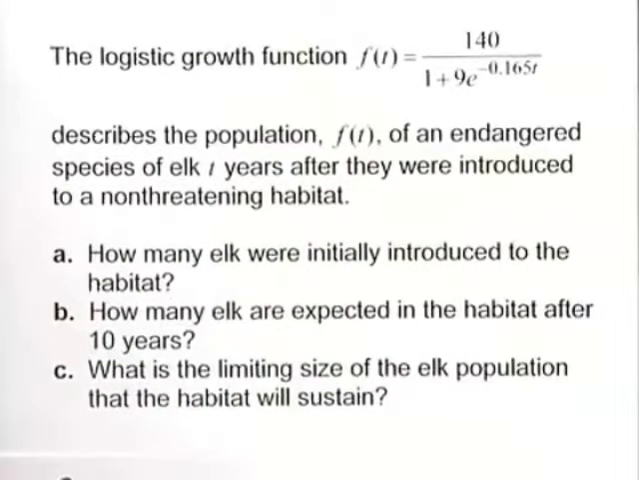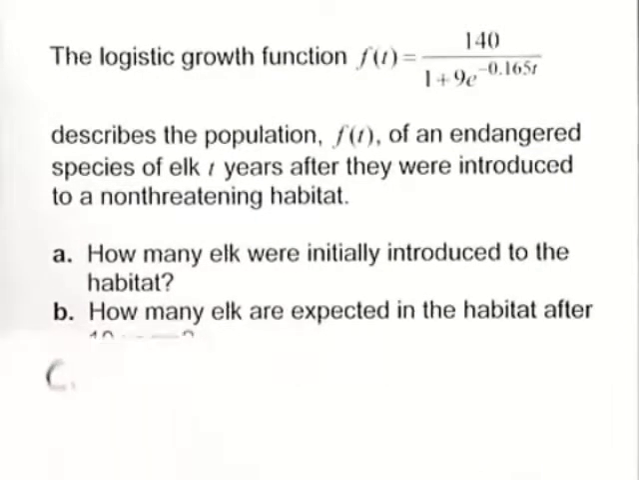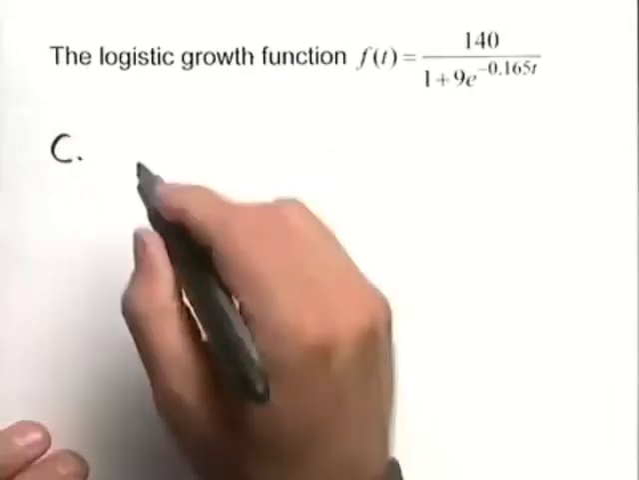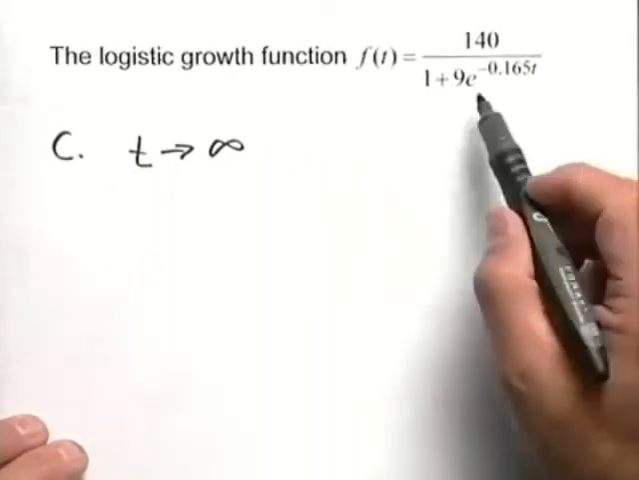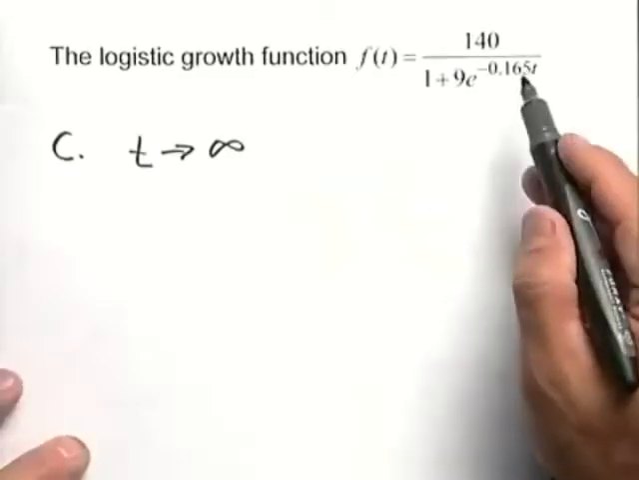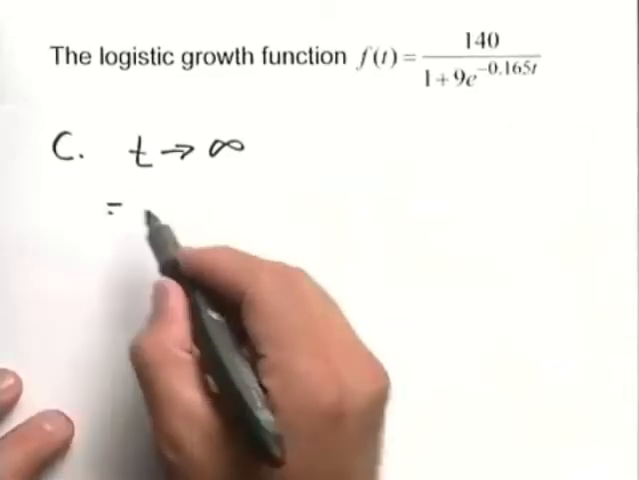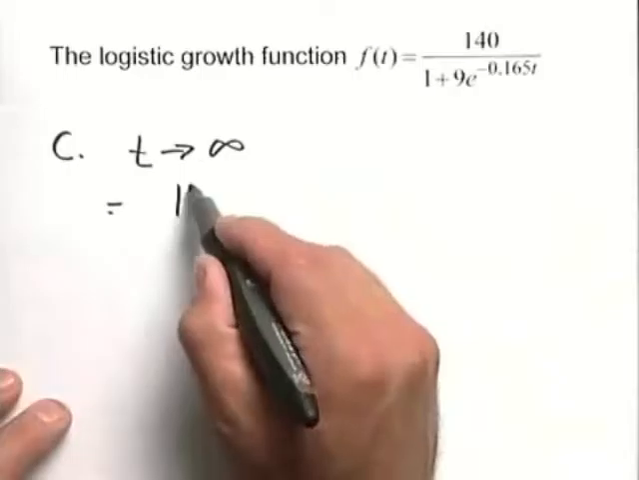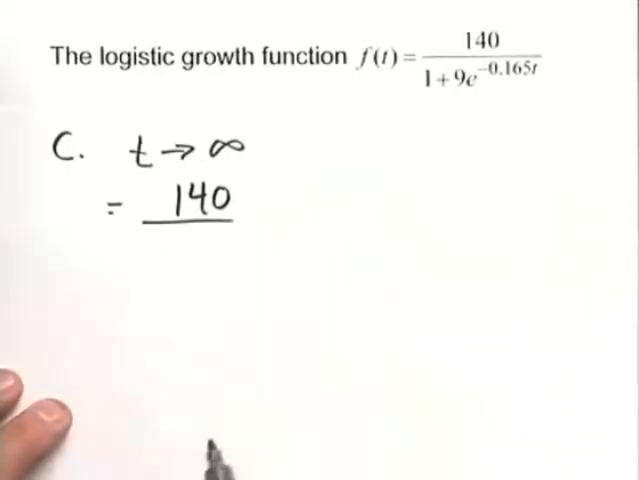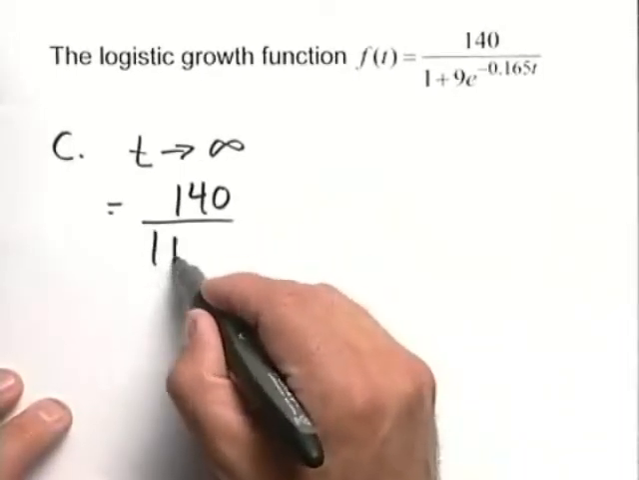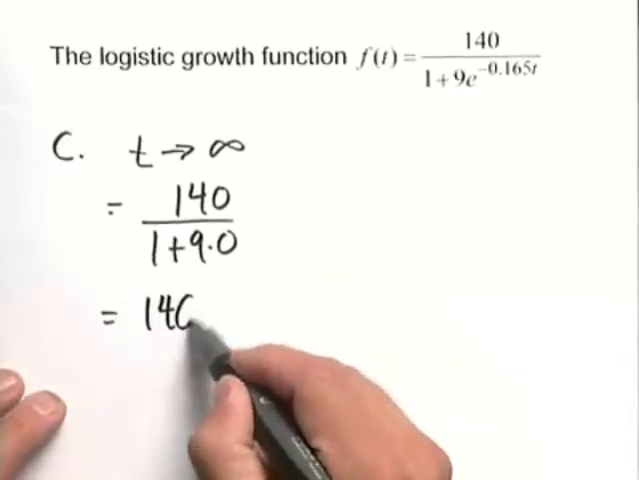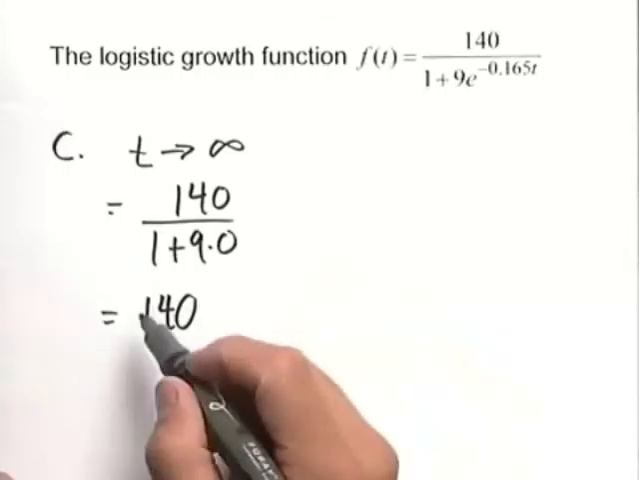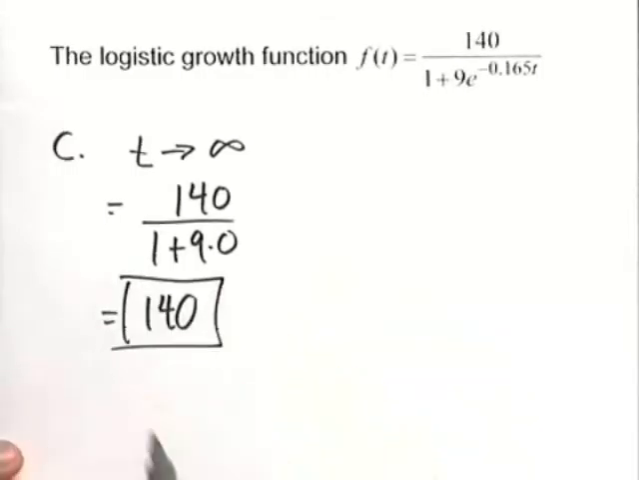Part C says, what is the limiting size of the elk population that the habitat will sustain? All right, going to our function here, basically we're going to let t go to infinity. As t goes to infinity, the exponential goes to 0. So we can imagine, as this t value gets larger and larger, our fraction will look something like the following: 140 over 1 plus 9 times 0, or simply 140. So that will be the limiting size of the elk population that this particular habitat can sustain.